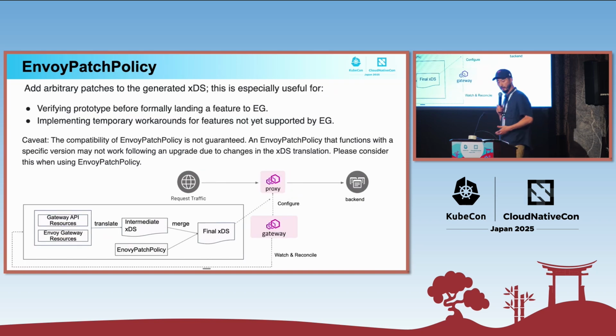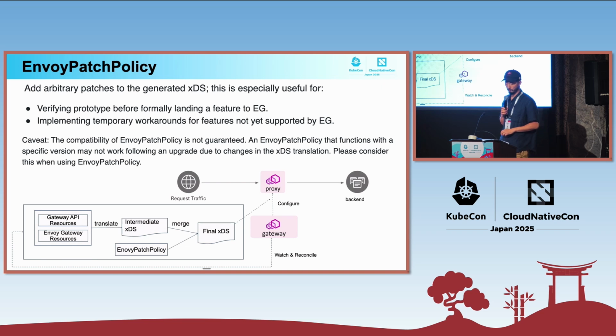And last but not least, EnvoyPatchPolicy. This one is super powerful. You can add any arbitrary patches to the generated xDS. So basically, Envoy Gateway is a translator. It translates whatever resources into Envoy configuration. This one allows you to modify the outcome of the generated xDS.